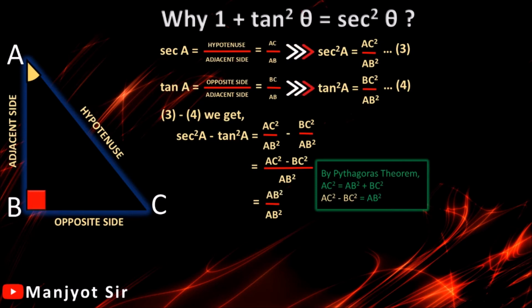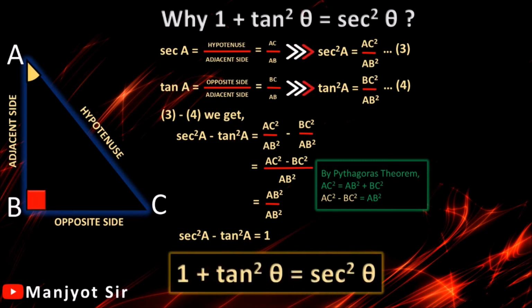Now again it is very simple. We'll cancel AB square and we'll get 1. And if you write LHS, we got sec square A minus tan square A is equal to 1. But since in our identity we have plus tan square, we'll shift tan square to the other side and we'll get our identity, that is 1 plus tan square is equal to sec square, or you can say 1 plus tan square theta is equal to sec square theta. I hope everyone is clear with this second proof. If you want, you can take a screenshot of this page also, so you can keep this proof with yourself.